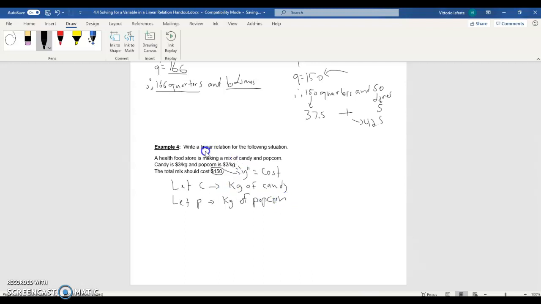So we need to write a linear relation to show this situation. We want the total mix to be 150. In other words, our total cost is Y is equal to $3 per kilogram of candy, so 3C, plus $2 per kilogram of popcorn, which is 2P. Now in our situation, we know the total cost should be 150, so 150 is going to be equal to 3C plus 2P.